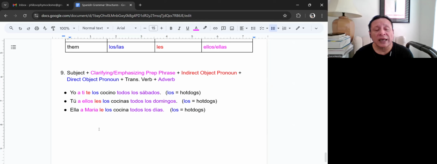Tú a ellos les cocinas, and then we would probably just say hot dogs. Tú a ellos les cocinas hot dogs. And because it's a noun, we would put it after the verb. We wouldn't put it before. But you can say it like this, and that's the grammar. Okay, that's it. So those are 9 sentence patterns incorporating indirect object pronouns, incorporating direct object pronouns, incorporating prepositional phrases, which of course have an object of the preposition in them.